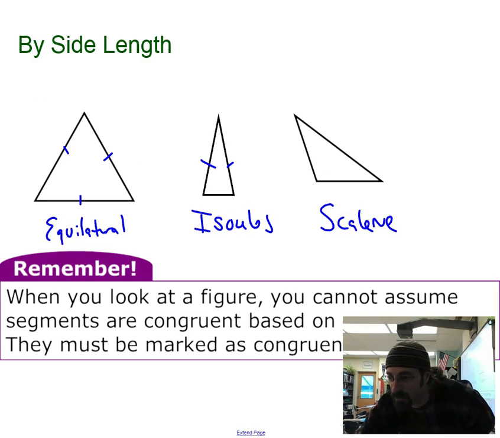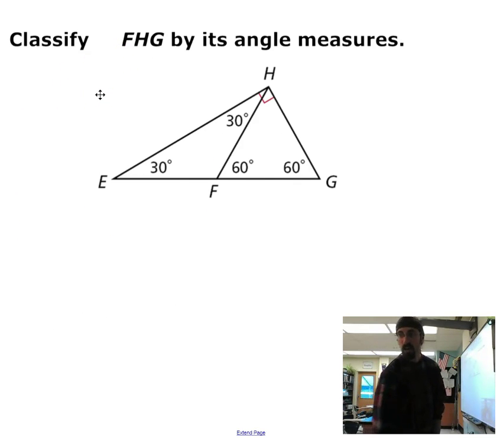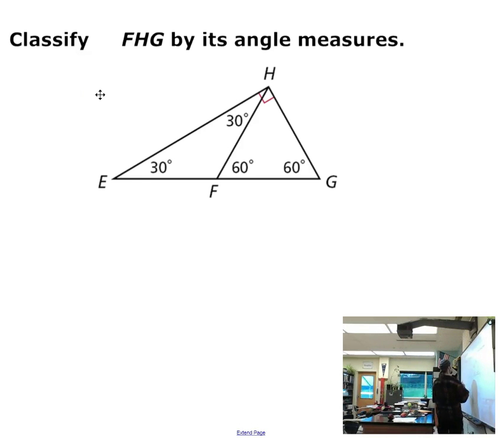All right, we're at 11.5 minutes. We just have a couple more slides. All right, classify, it's supposed to say triangle FHG by its angle measures. Well, this is trying to get you to look at a picture. FHG is this one right here.